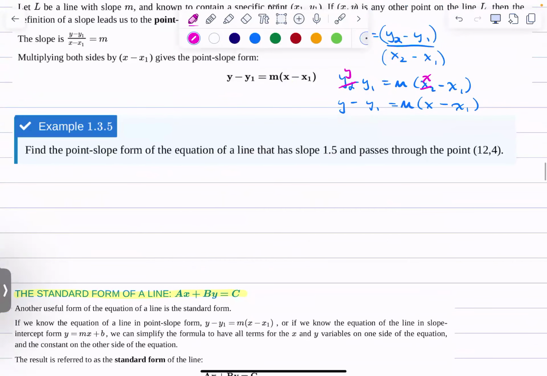So we want to find the point slope form of the equation of a line, which means leave it in this form: y minus y1 is m times x minus x1.